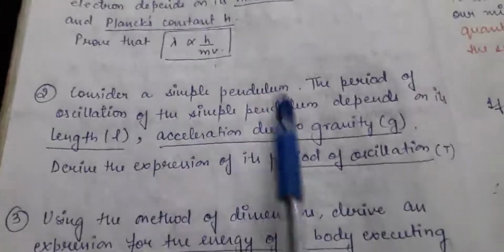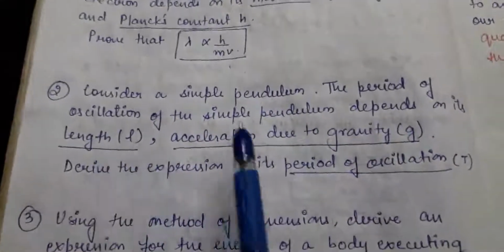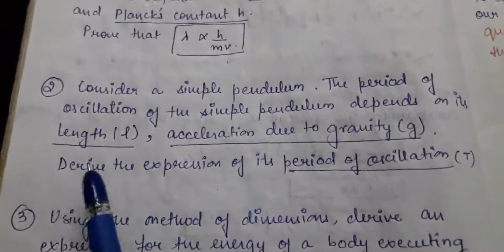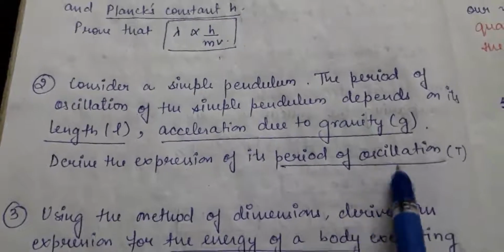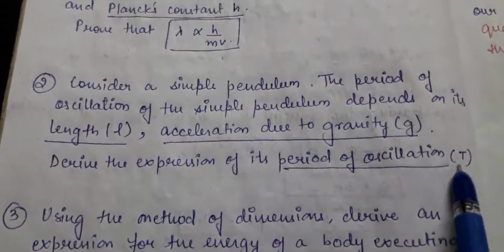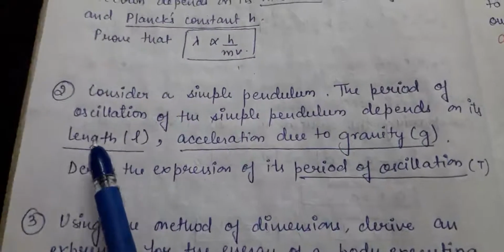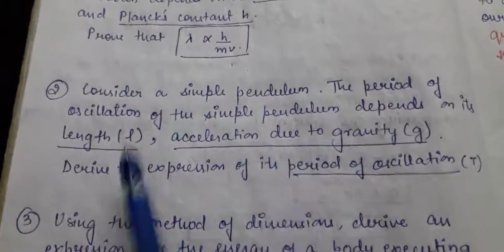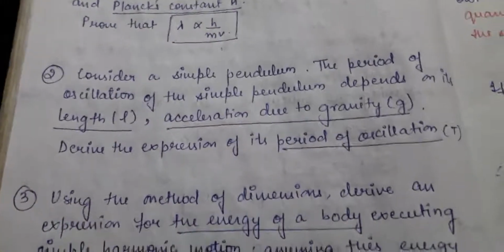Second question: consider a simple pendulum. The period of oscillation of the simple pendulum depends on its length and acceleration due to gravity. Derive the expression for its period of oscillation. Again, you have to derive the expression for the period of oscillation T with respect to two physical quantities, length and acceleration due to gravity. This is a bit easy question, only two physical quantities have been given, so it is not lengthy.